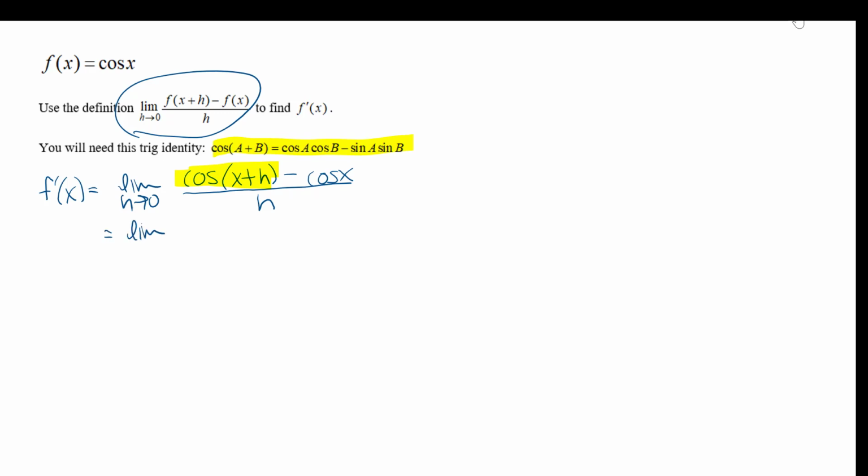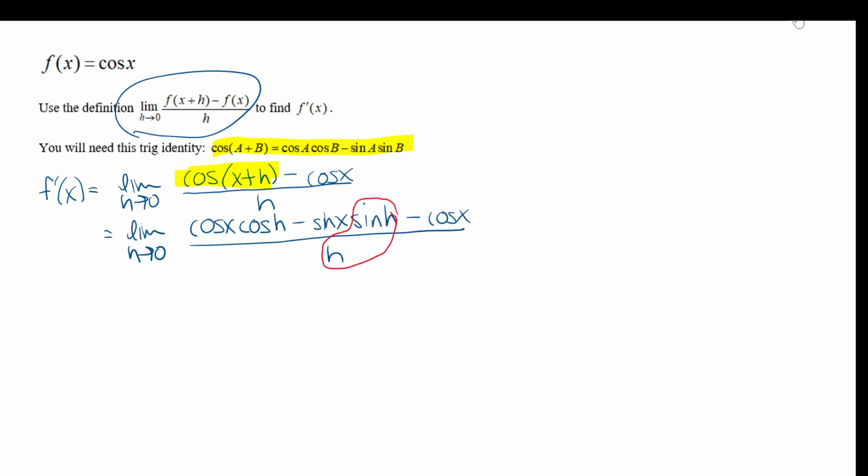So we'll have limit h approaches 0. Be careful with all the functions in the trig identity here. Cosine of x, cosine of h, minus sine of x, sine of h, and then I have that minus cosine x term on the numerator, all over h. Okay, and again, just like the last one, we're going to do a little bit of rearranging. I might notice I have that special limit form here again as h is approaching 0, so I might try to rearrange some things just like we did in the last one.